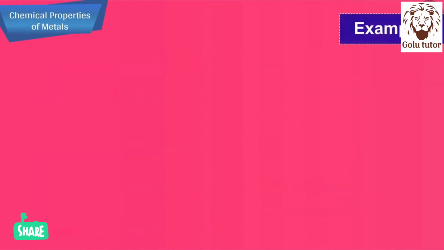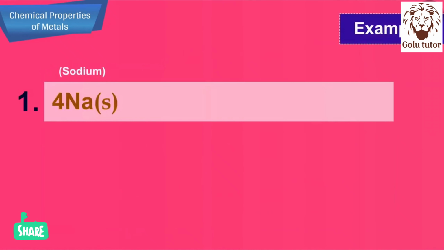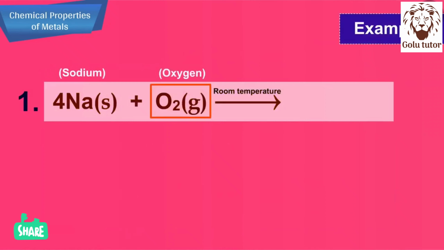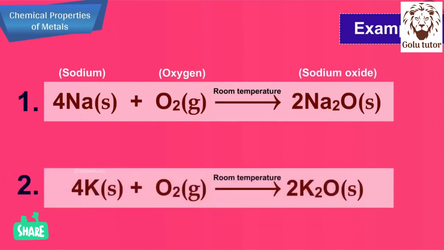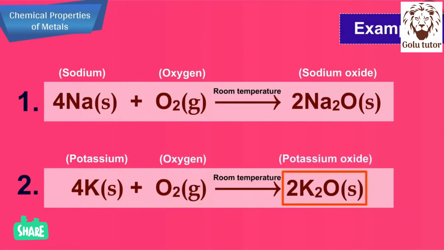For example, 1. Sodium metal reacts with the oxygen of air at room temperature to form basic oxide called sodium oxide. 2. Potassium metal also reacts with oxygen of air at room temperature to form basic oxide, potassium oxide, K2O.